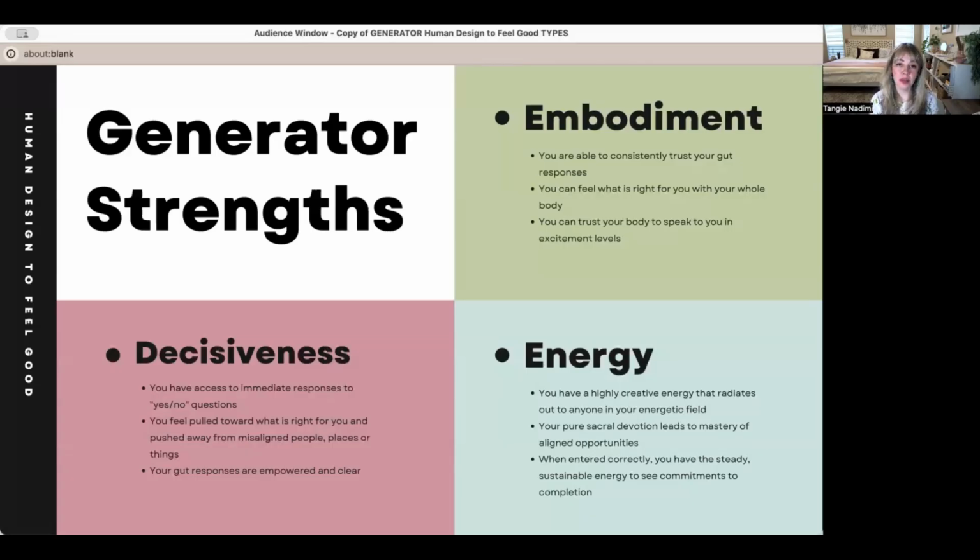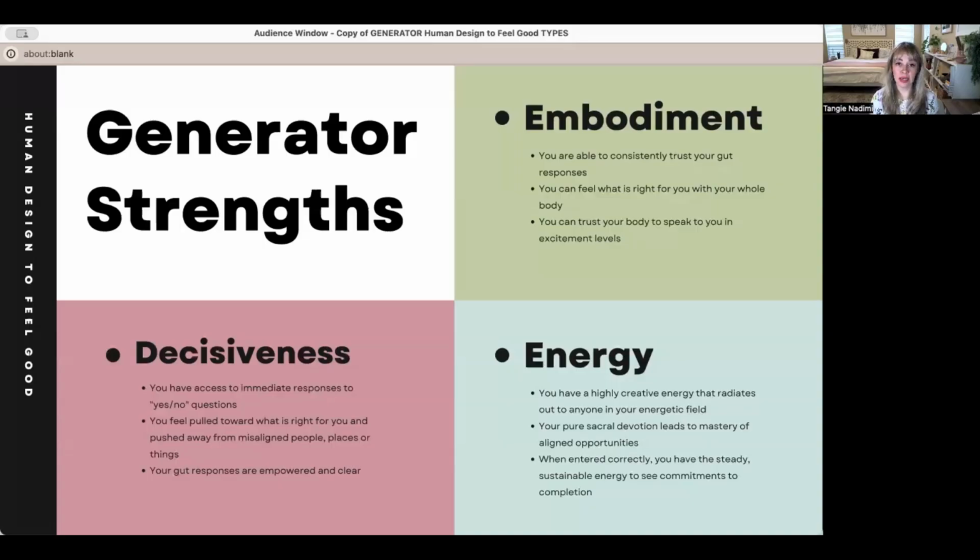If it doesn't feel empowered or clear, it is probably coming from not-self or some other center that is not the authority. Generators are highly creative, and that energy radiates out of them. That defined sacral, that feeling of pleasure and satisfaction, is what makes that generator aura attractive to others. Pure sacral devotion leads to mastery of aligned opportunities.